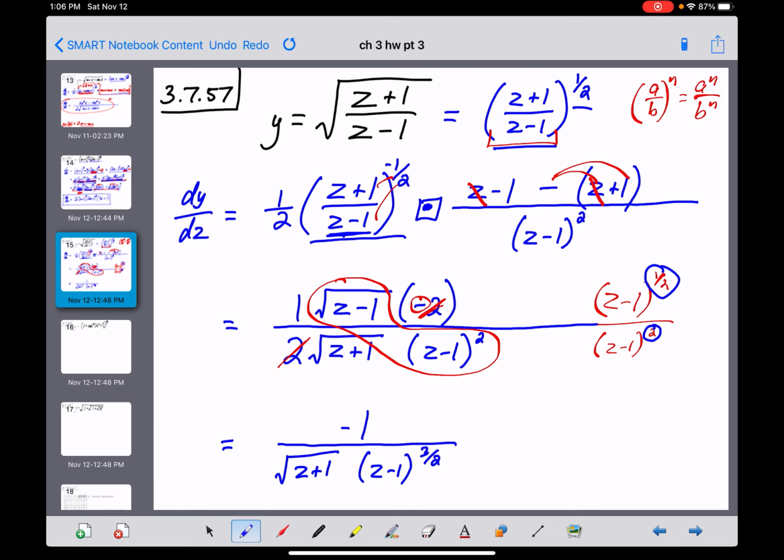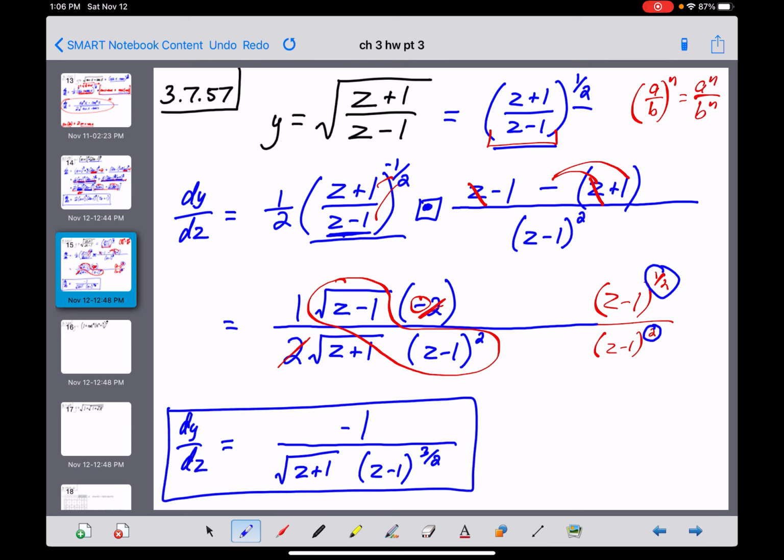And boy, that's a weird looking answer. I don't love the format that combines a radical with this expression that has fractional exponents, but it's mathematically correct. I'm confident in saying that. I'm looking at the solutions manual right now, and they've got it written exactly the way we have it right here: negative 1 on top, a square root of z plus 1 on the bottom, followed by z minus 1 to the 3/2. So that is our answer there, everybody, for dy dz. Tricky little problem there, number 57.